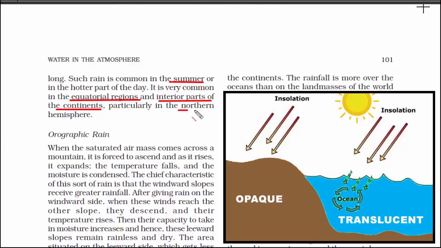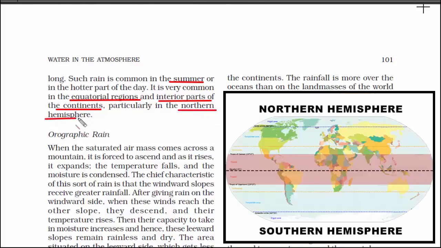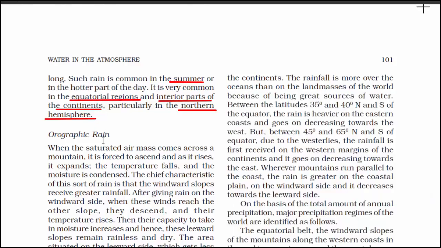And the last line says it particularly takes place in the northern hemisphere. If you look at the world map, northern hemisphere has a lot more land than the southern hemisphere. As a result, the northern hemisphere heats up faster during its summer than the southern hemisphere during its summer. So this was all about the convectional rain.